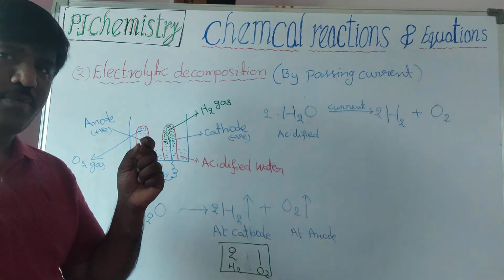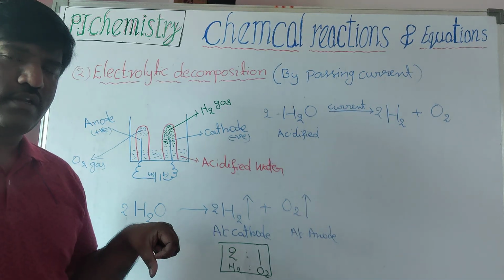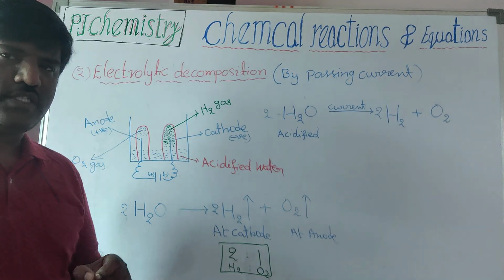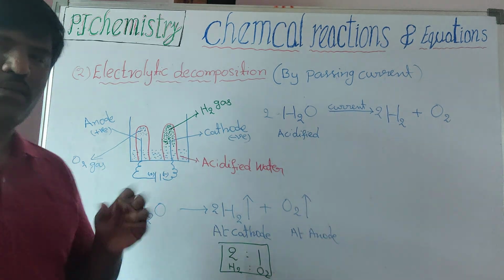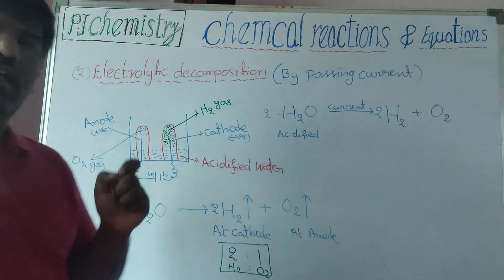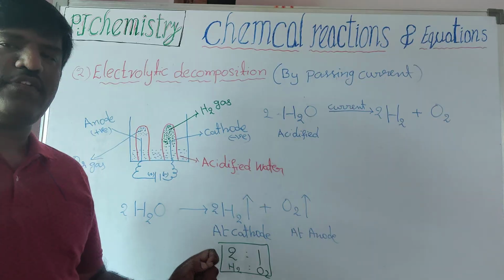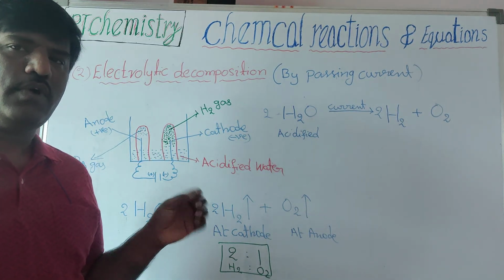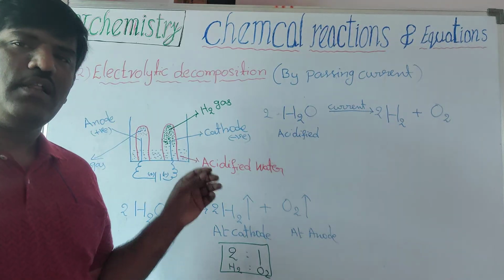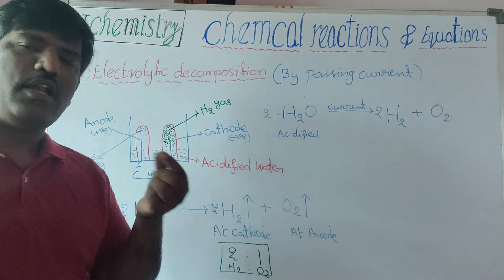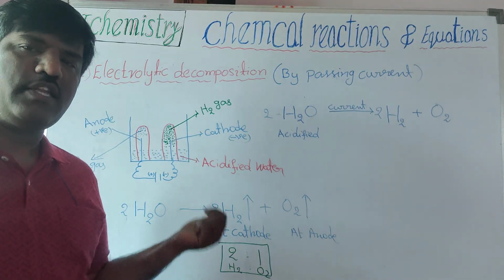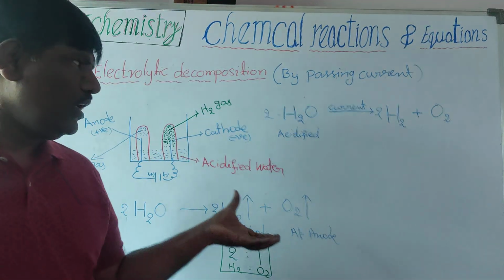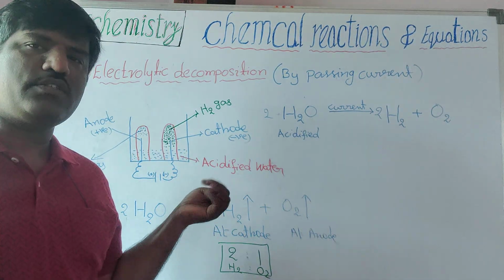Next, why do we add acid to the water? Because water is a bad conductor of electricity. To make it decompose, current should enter the water, so we use a small amount of acid, and then we call it acidified water. These are the questions they used to ask.